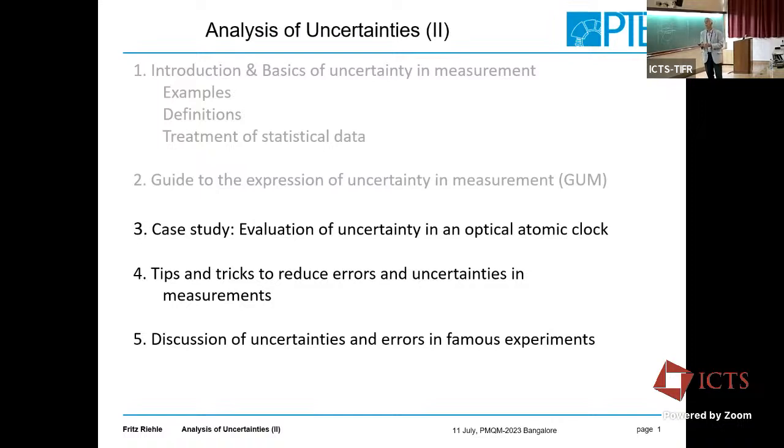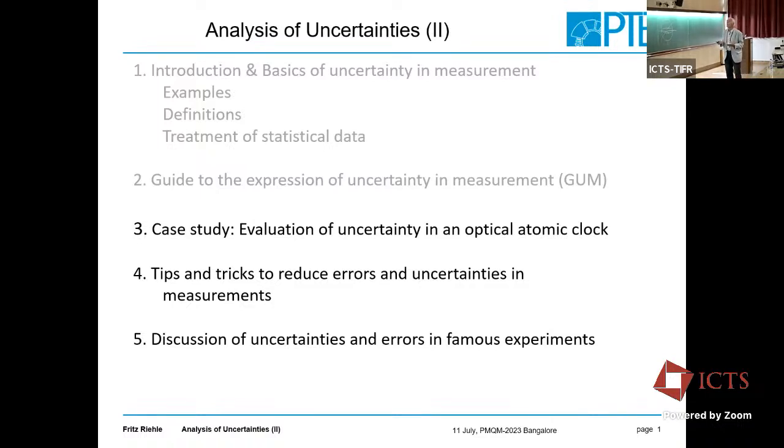Then I will try to give tips and tricks to reduce errors and uncertainties in measurement. And finally, I would like to discuss uncertainties and errors in famous experiments. This is meant not only to point at particular experiments, because we all make mistakes, but rather to find out what can go wrong and to help us avoid such pitfalls.